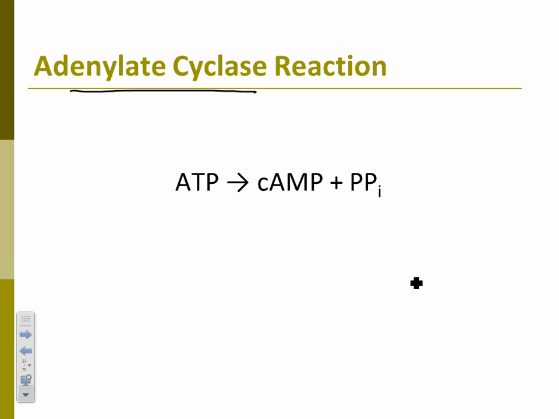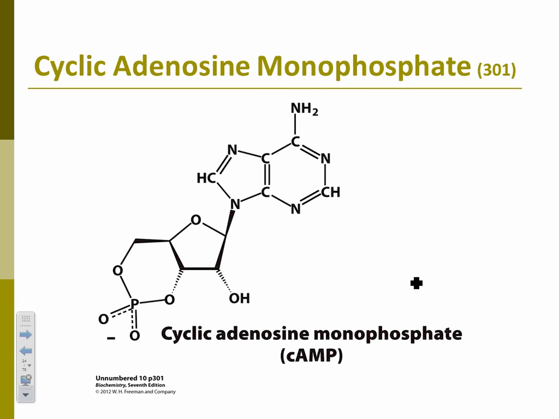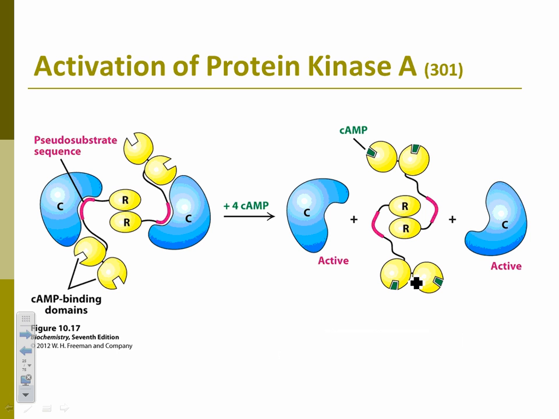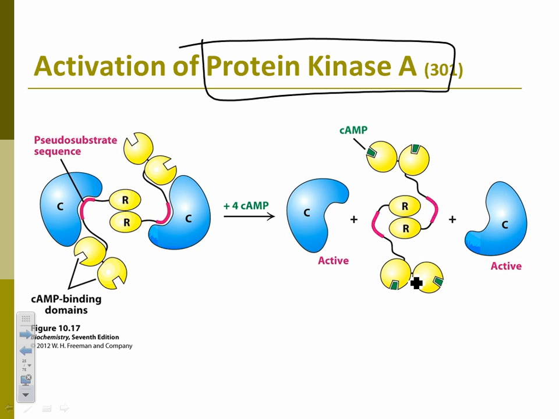It's a good reaction to know. The adenylate cyclase reaction produces the cyclic AMP. So this is PKA. This is what it looks like. It's got the two regulatory units in the middle, bounded by two catalytic units on the outside. You need 4 cyclic AMP to fully activate it.